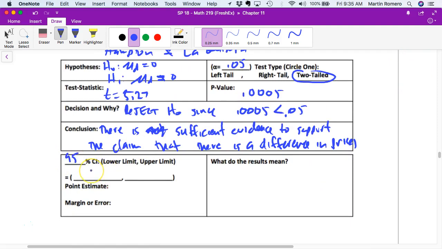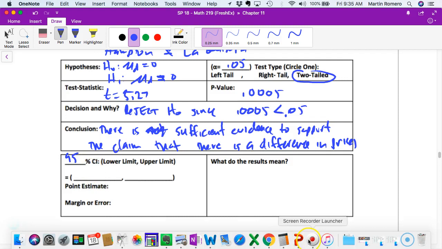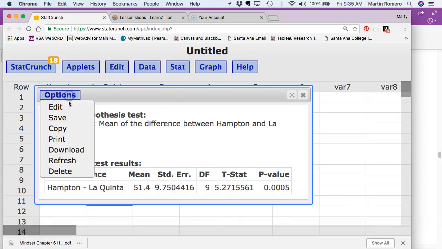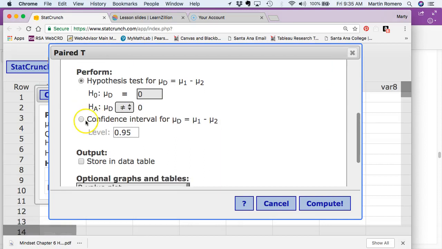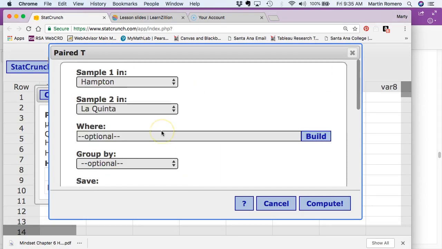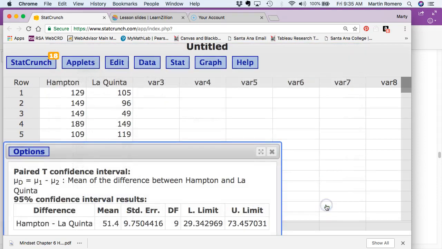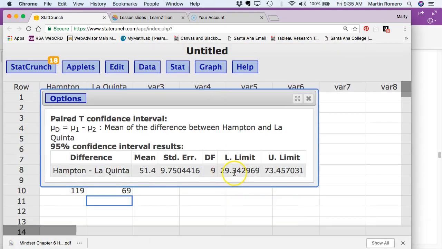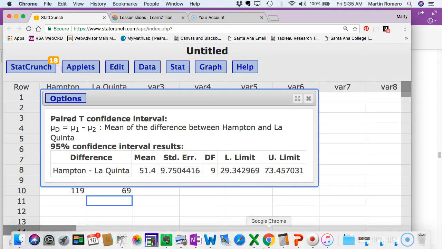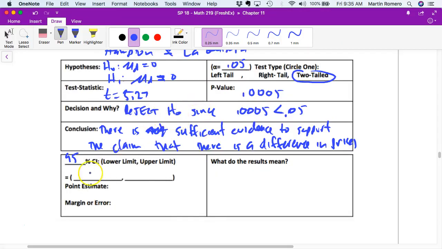We would do a 95%. You go back to where we were, and there you're going to find a confidence interval. Options, let's edit. And so instead of hypothesis test, do the confidence interval for this situation. It's going to find the mean of the differences, the way I was showing you here. So we get two values. You get 29.3 and 79.4. What do the results mean?